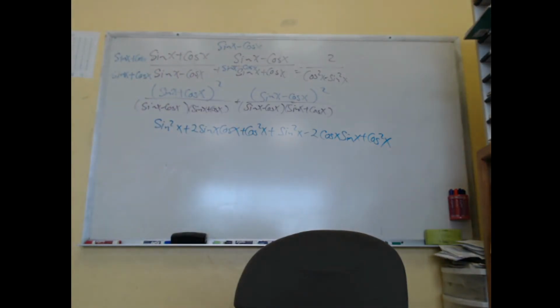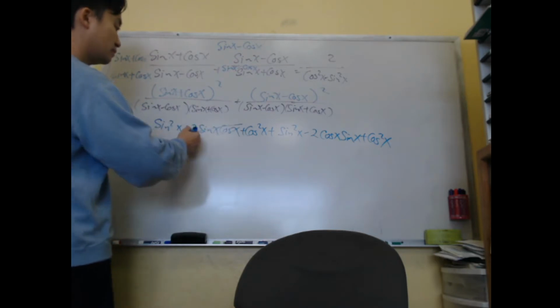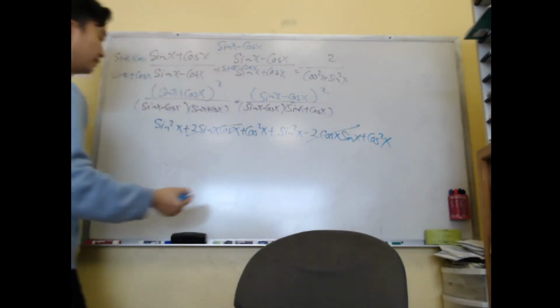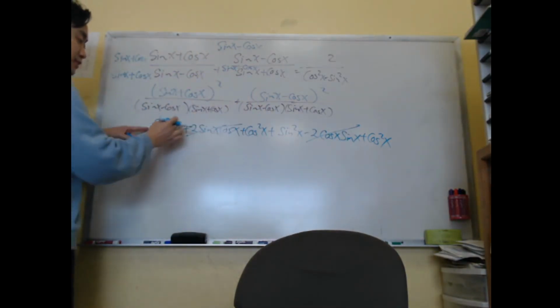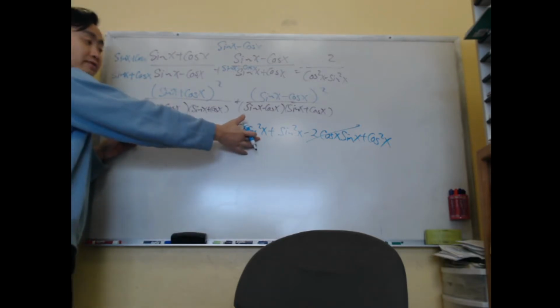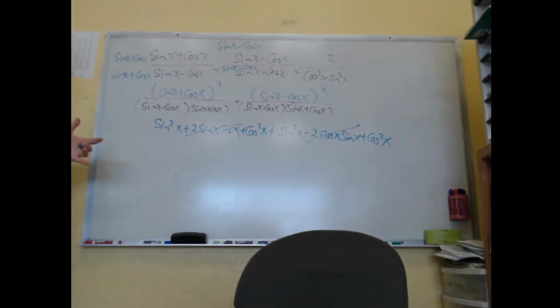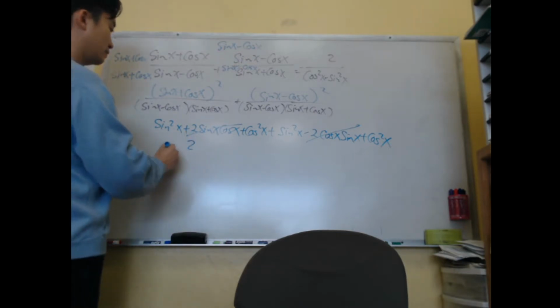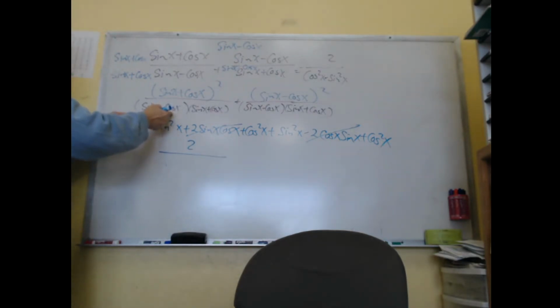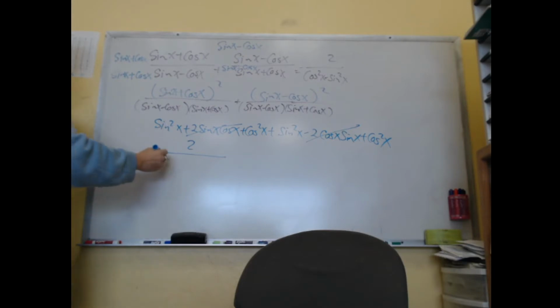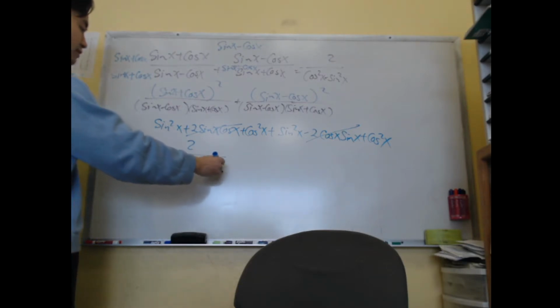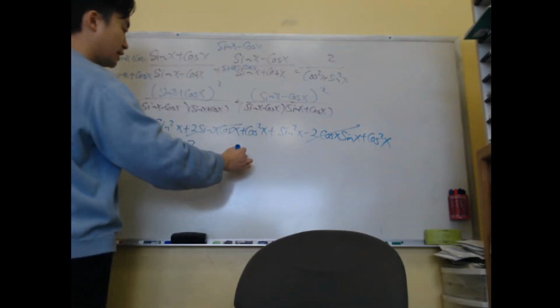Is there anything that we can combine or cancel? What do you guys notice? We got sine square of x plus cosine square of x, sine square of x plus cosine square of x, which is what? 2. What's the denominator? That's just sine square of x minus cosine square of x, right? Back to what we got on the right-hand side.